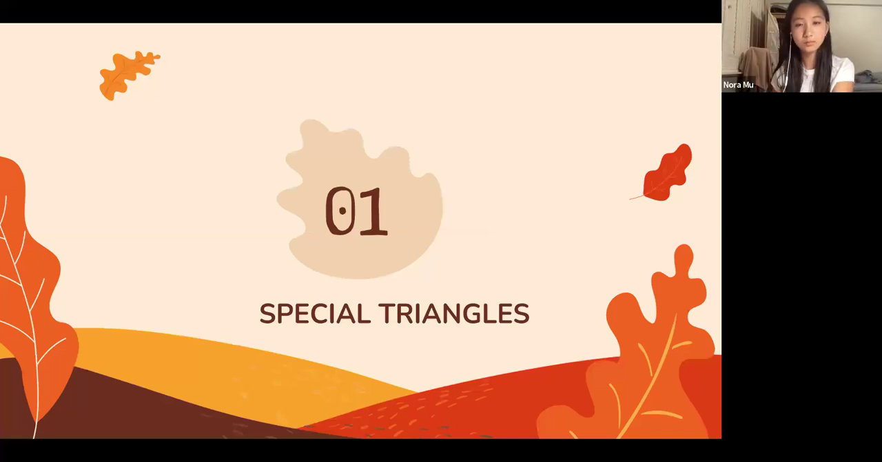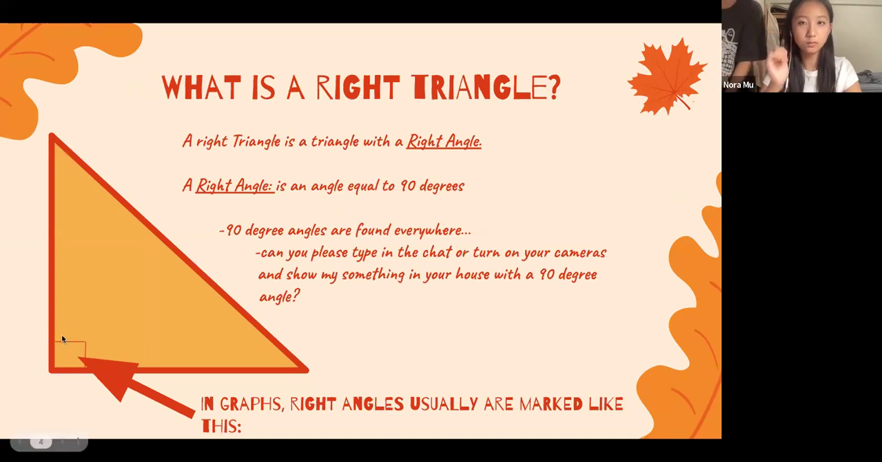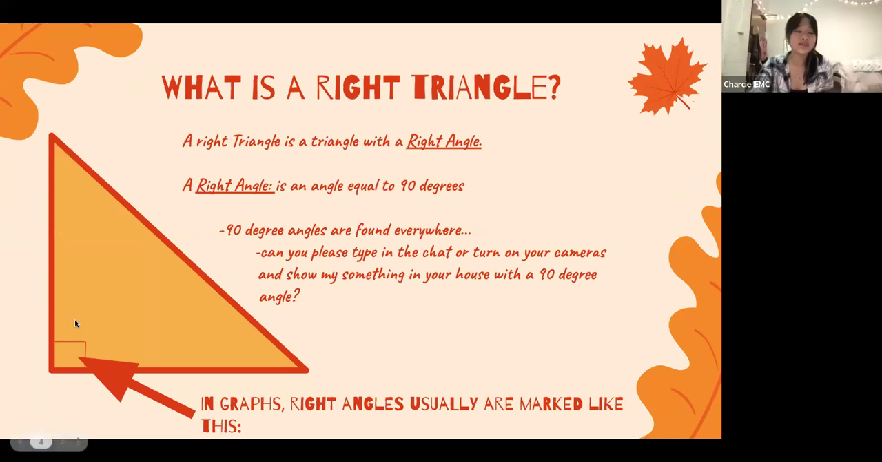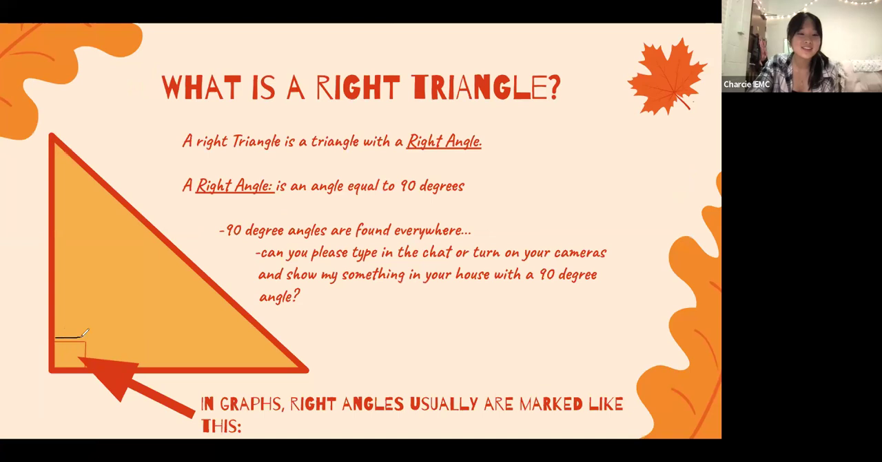First we're going to talk about special triangles. What's a right triangle? A right triangle is a triangle with a right angle. In the diagram, in the corner of the triangle, there's a little square. On most graphs, if it's a 90-degree triangle, it's drawn with that little symbol, and that always means that the angle is 90 degrees.